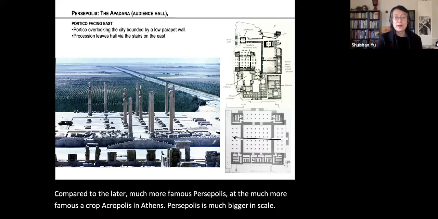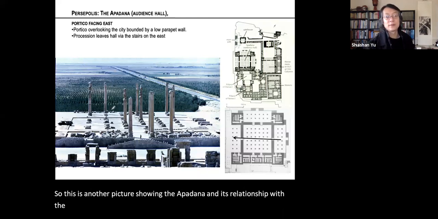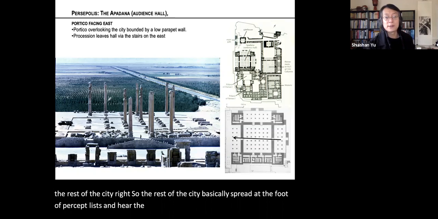So this is another picture showing the Patana and its relationship with the rest of the city. The rest of the city basically spread at the foot of Persepolis. And here, the ceremonial space, the Patana hall, and the porch overlooking the city at large.